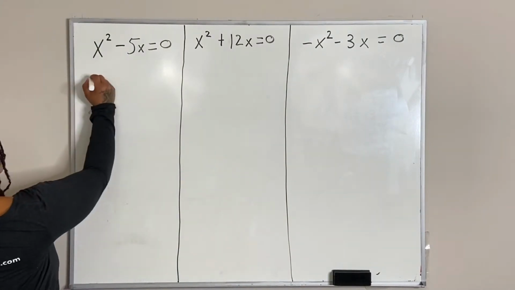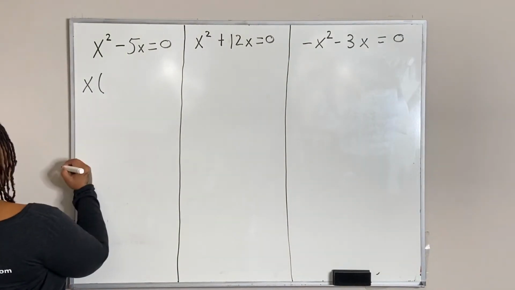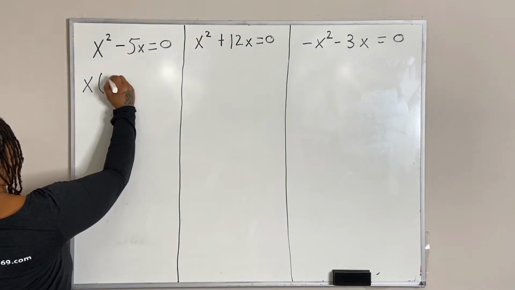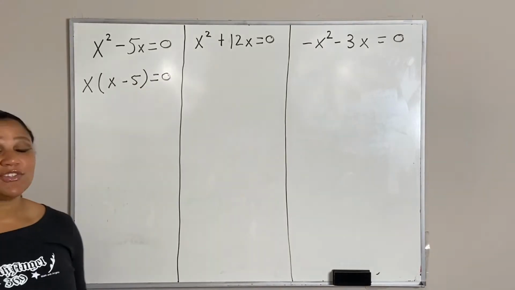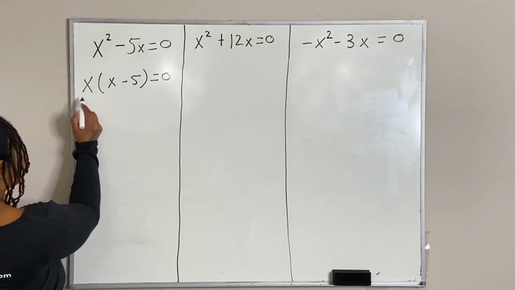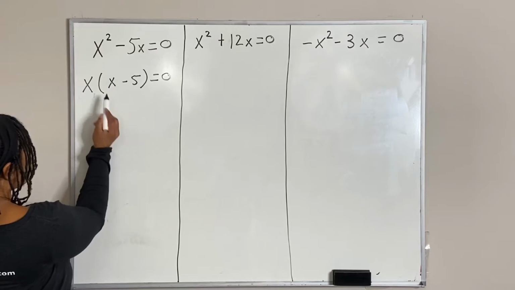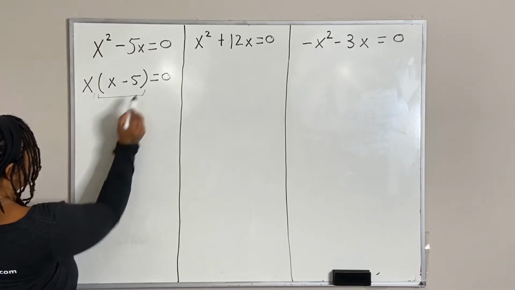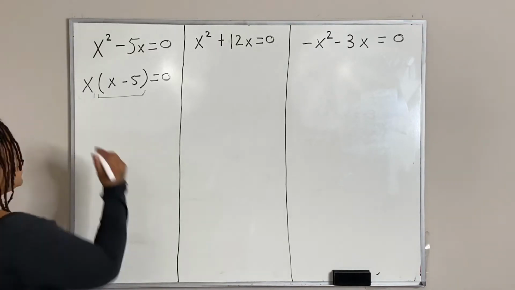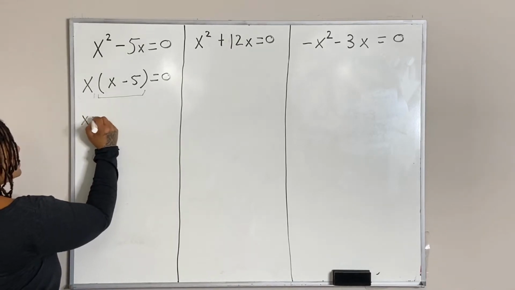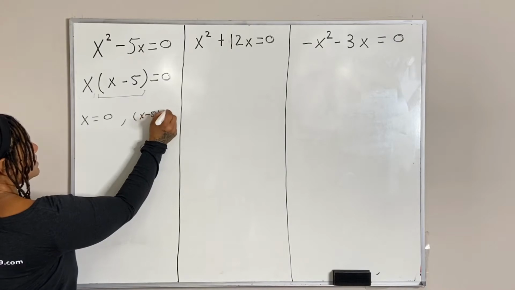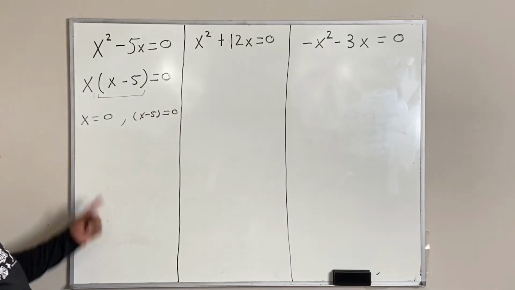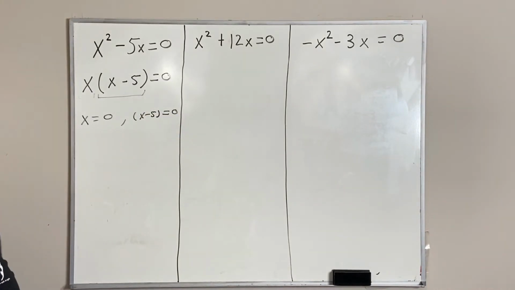So the first thing I'm going to do is pull out an x. So we're left with x minus 5 is equal to 0. Now what we want to do is set x equal to 0, and we also want to set x minus 5 equal to 0. Okay, so we have x is equal to 0, and we also have that x minus 5 is equal to 0. Well, x is already equal to 0, so now we need to solve for x over here.